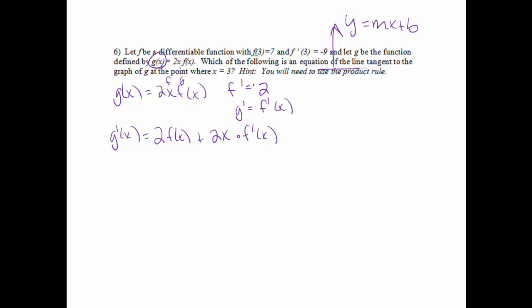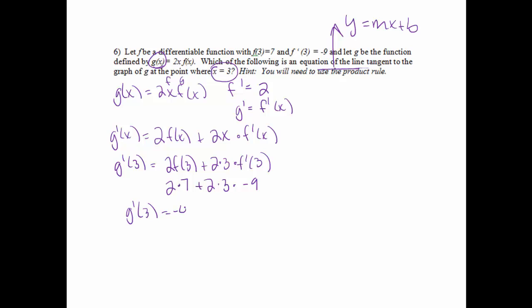All right, and it did say that we were going to find it at x equals 3, so now I'm going to find g prime of 3 by actually plugging 3 in for all of my x's. And now you'll notice this is where we're going to use the information that they gave us in the first sentence. We know that f of 3 is 7. We'll get 2 times 3 times f prime of 3, which is equal to negative 9. If we work that out, we are going to get that g prime of 3 is equal to negative 40. What that has found for us is the slope.